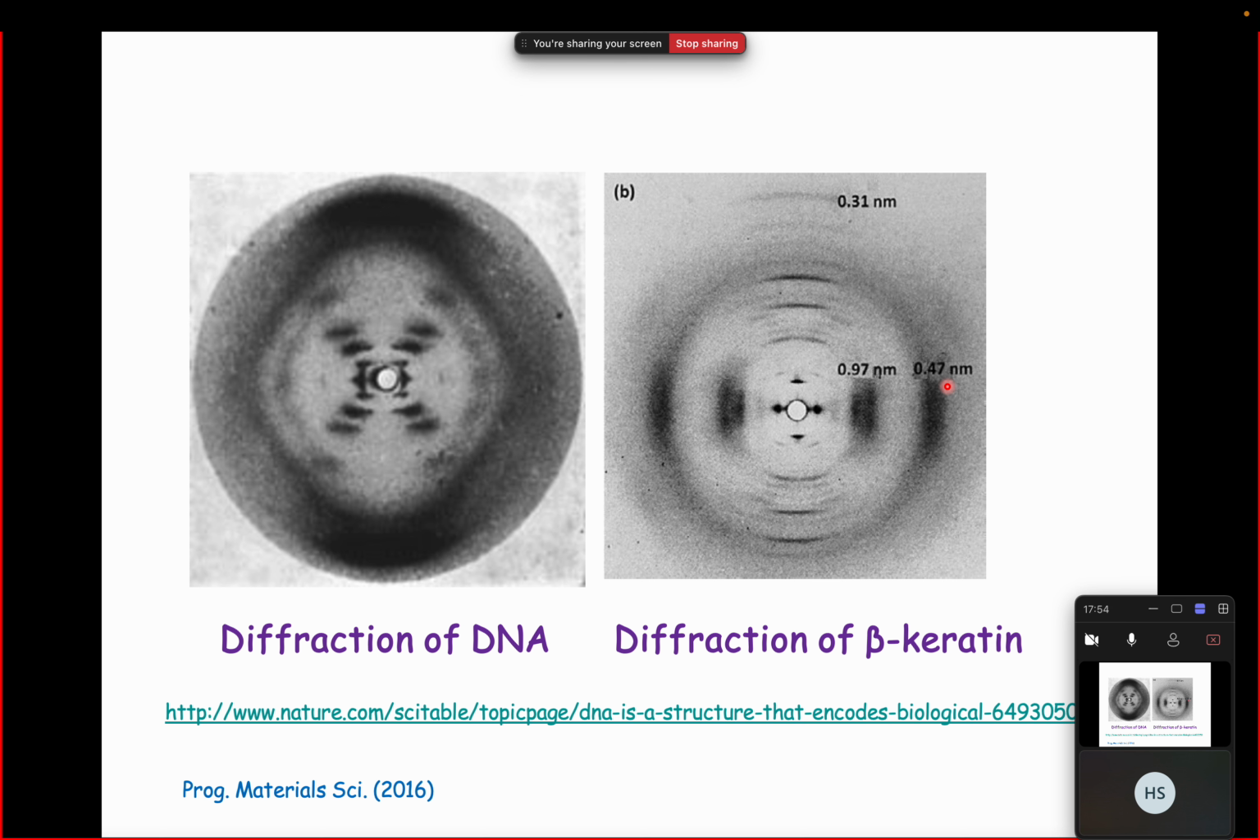This is the X-ray diffraction pattern of DNA, and this on the right side is the X-ray diffraction pattern of beta catenin.